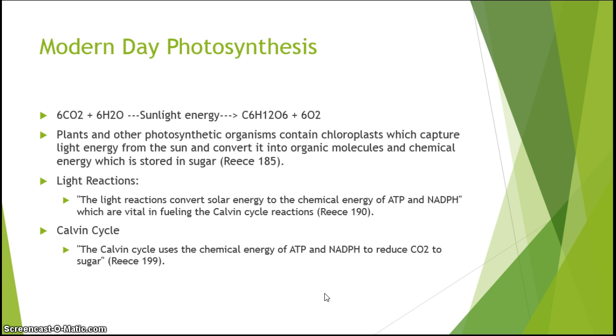The first step of the photosynthetic pathway is light reactions. The light reactions convert solar energy to the chemical energy of ATP and NADPH, which are vital in fueling the Calvin cycle reactions. The Calvin cycle is the second part of the photosynthetic pathway. The Calvin cycle uses the chemical energy of ATP and NADPH to reduce CO2 to sugar.